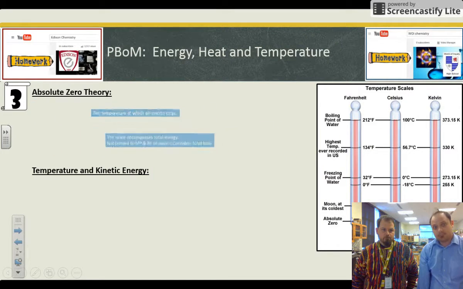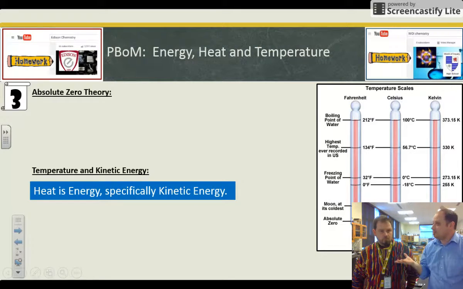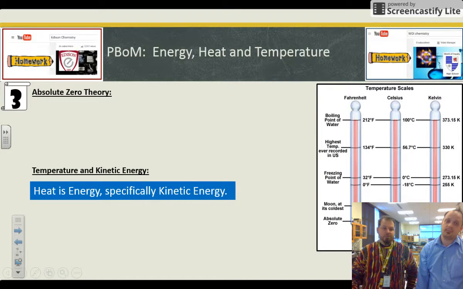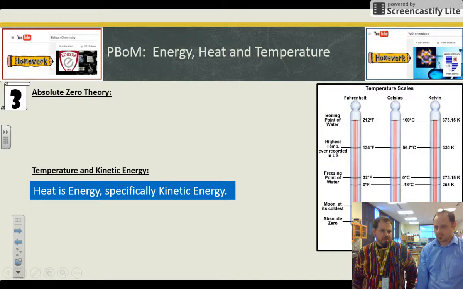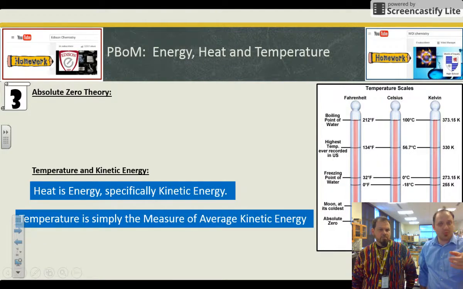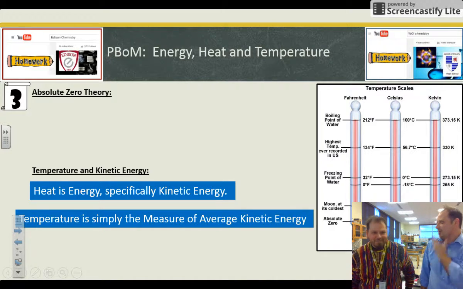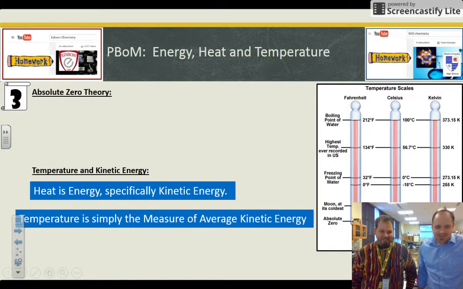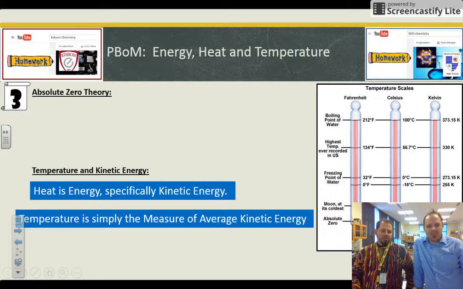Right. Temperature and kinetic energy. Well, again, for the 13th time, heat is energy, specifically the kinetic kind. It's really important to understand that heat is energy. I think we said it like 8 times in this video. We should keep track. We'll look back and maybe that's a question. How many times did Mr. Milk say heat is energy? So go ahead, say it.